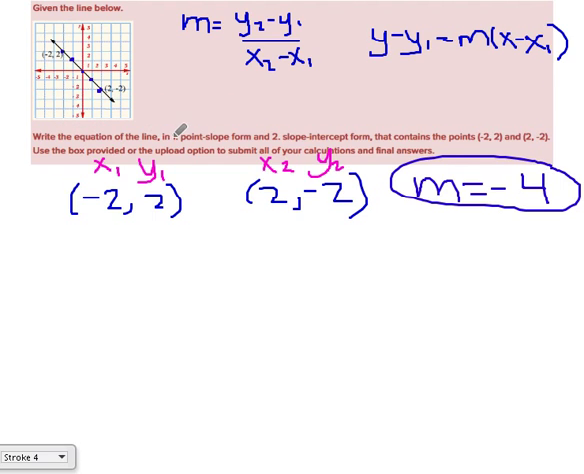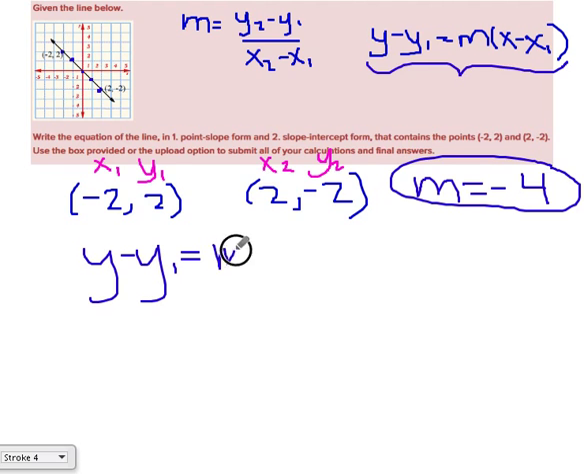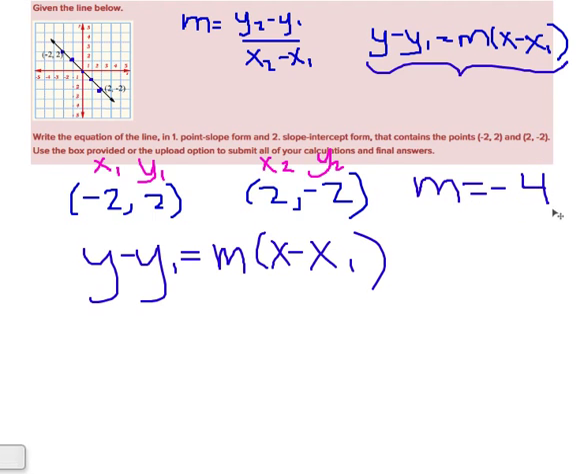I still have to write the equation of the line in point slope form. So that means I'm going to have to use my point slope formula. So let me copy that down now. So now I know what gets plugged in for m. Oh, I wrote m wrong. It was supposed to be -1. When we solved it, we got -1, not -4. Don't know why I wrote that.